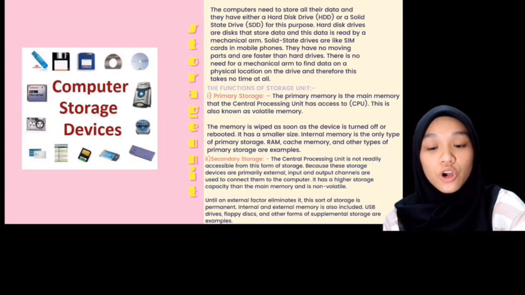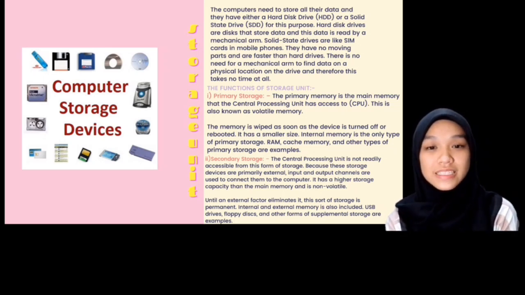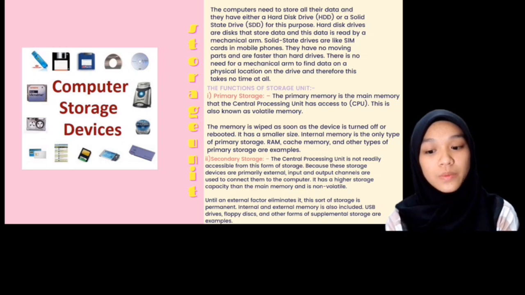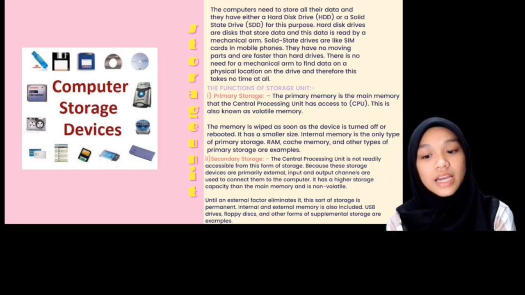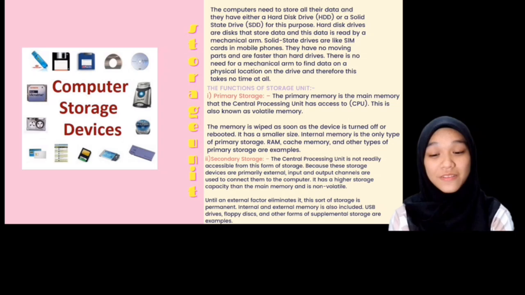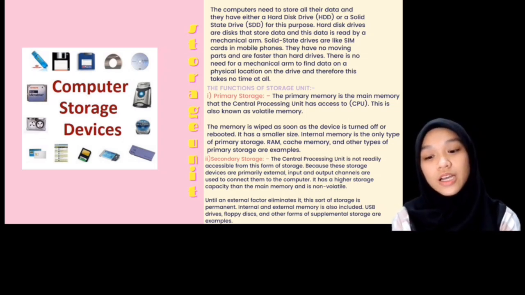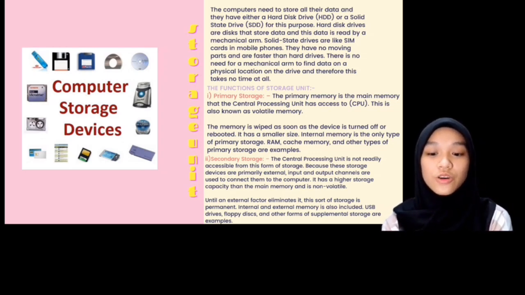Computer storage device. The computer needs to store all the data and they have either a hard disk drive or solid state drive for the purpose. Hard disk drives are disks that store data, and this data is read by a mechanical arm. Solid state drives are like a SIM card in a mobile phone. They have no moving parts and are faster than hard drives. There is no need for a mechanical arm to find data on a physical location on the drive, and therefore this takes no time at all.